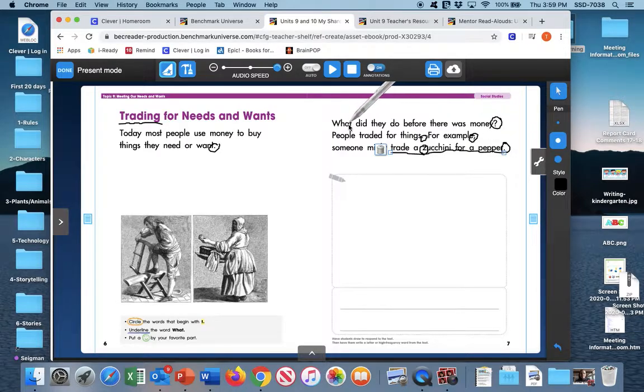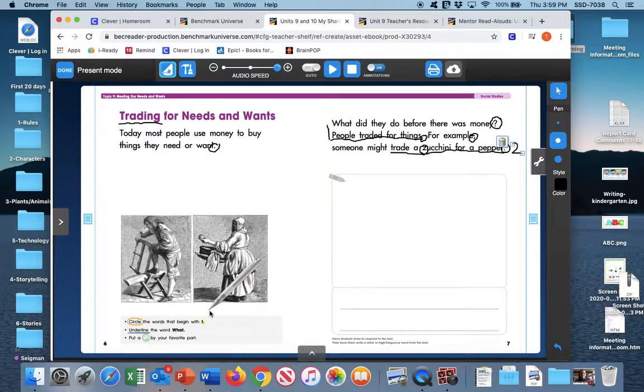We also see up here that people traded for things. So we can underline that too, because that also gives us a detail. So we'll number that one as number 1, and we'll have this one for number 2.